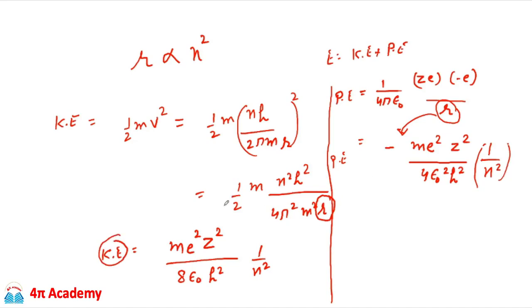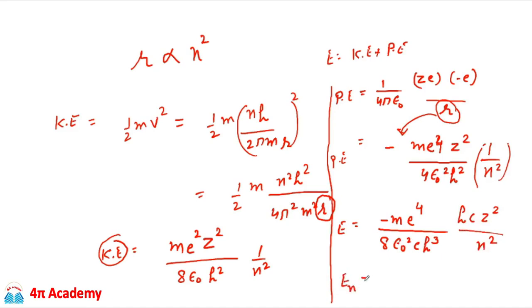You can compare that the value of kinetic energy is greater in magnitude than the potential energy of the electron, and the total energy, that is the sum of kinetic energy plus potential energy, comes out to be minus m e to the power 4. So here, sorry, it is m e to the power 4. So it is minus m e to the power 4 over 8 epsilon naught square c h cube, h c z square over n square.